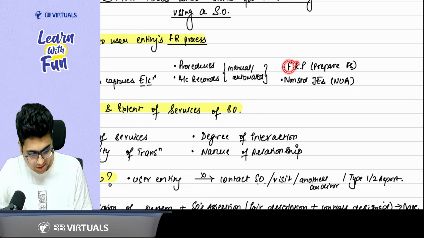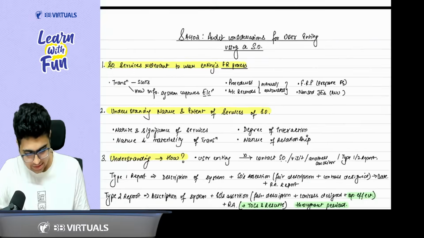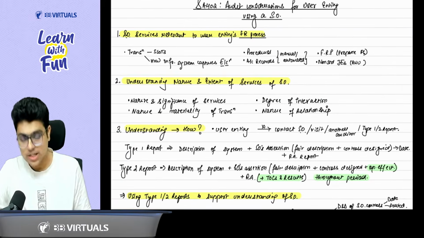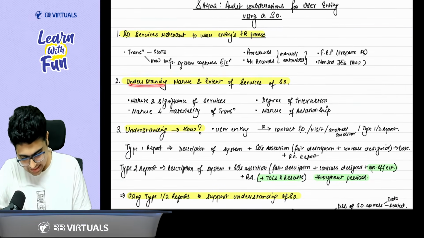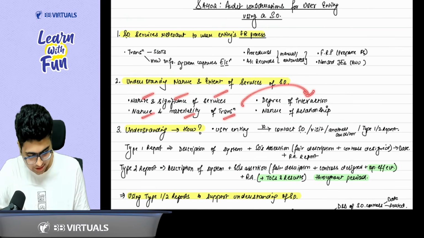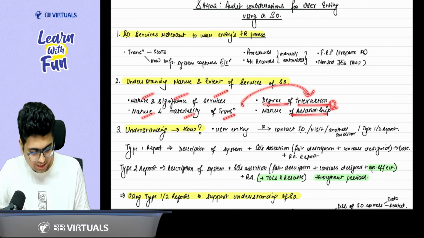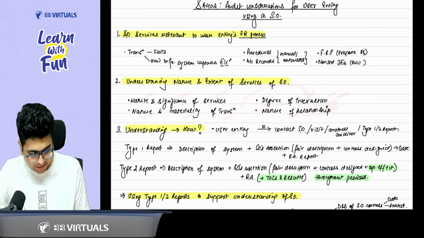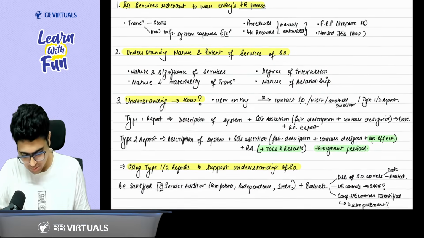Then, sir, the financial reporting process to prepare the financial statements, and non-standard journal entries, that is UNNU. Sir, what was UNNU? Adjustment entries, non-recurring entries and unusual entries. Okay, sir. Then understanding the nature and extent of services, nature and significance of service, nature and materiality of transactions. Transaction leads to interaction and interaction leads to relationship. Degree of interaction between the user entity and SO, nature of relationship between the user entity and SO.